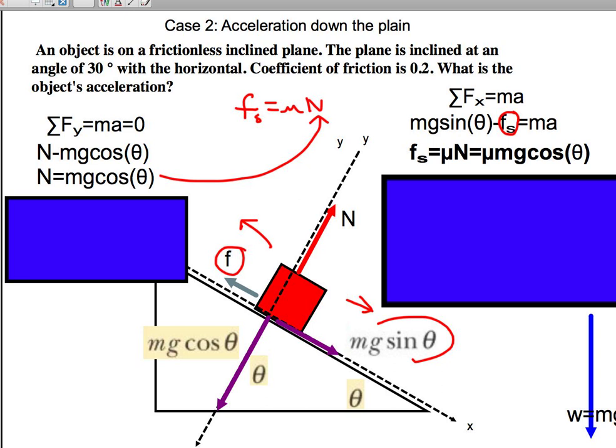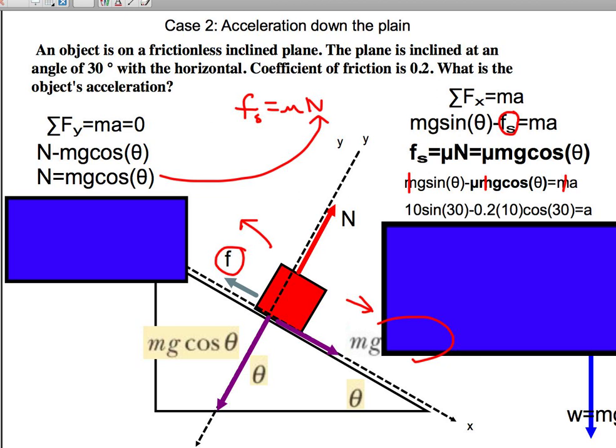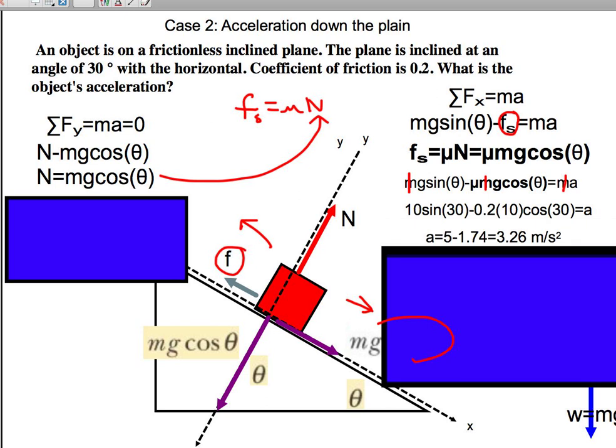So what that means is now that if we put in mg cosine theta for N, and then put that in for F over here, we get mg sine theta minus mu mg cosine theta equals ma. You notice now that all the m's cancel off, and therefore we have an equation for a, the acceleration down the plane. And if you put in all the numbers, g sine of 30, 10 sine of 30, minus mu 0.2 times g 10 times the cosine of 30 equals a, and if you solve that, a is equal to 3.26 meters per second squared.